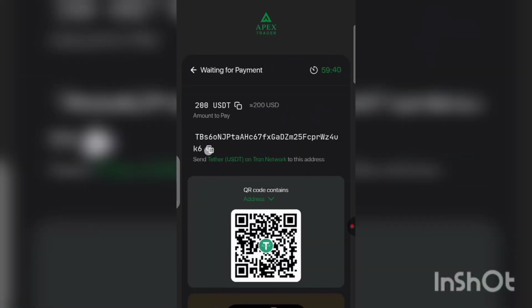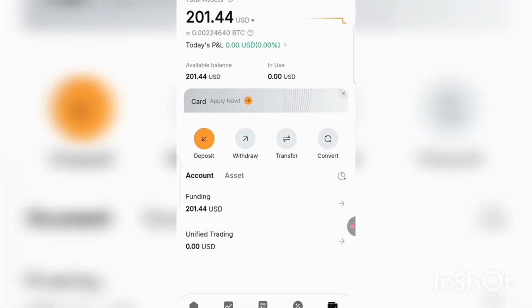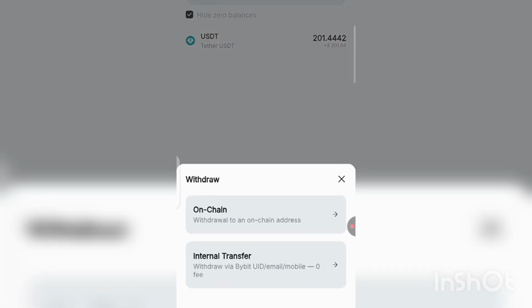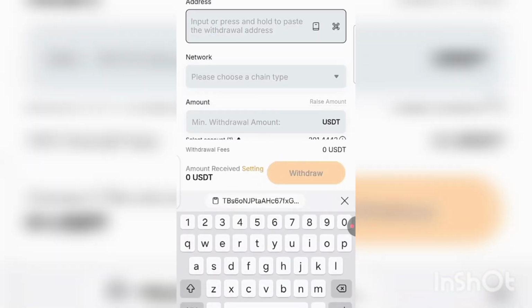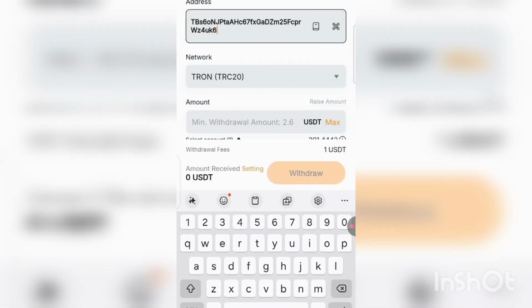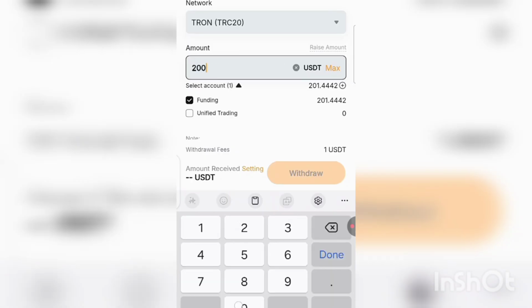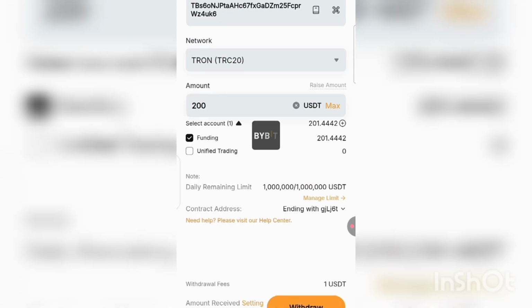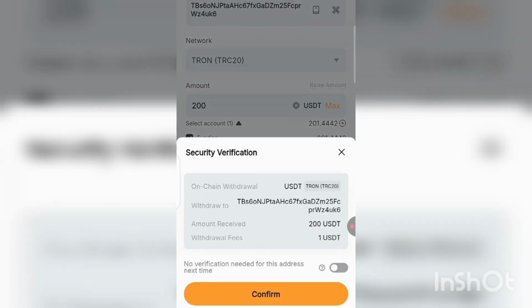The next thing is for me to copy this wallet and go back to my Bybit to send this particular 200 USD. So you can see over here, this is on chain. Then I input the wallet, and we are going to be using TRC20. And let's input 200 USD. The next thing is for you to go ahead and make a withdrawal.